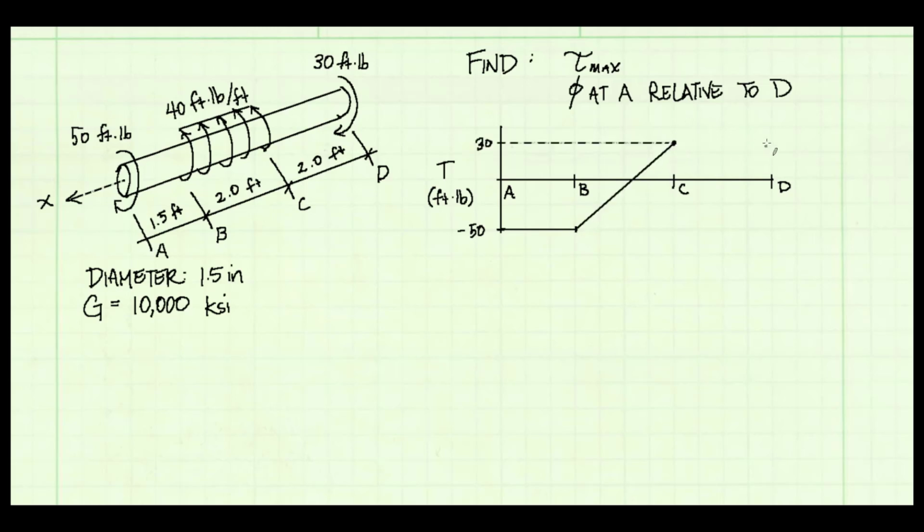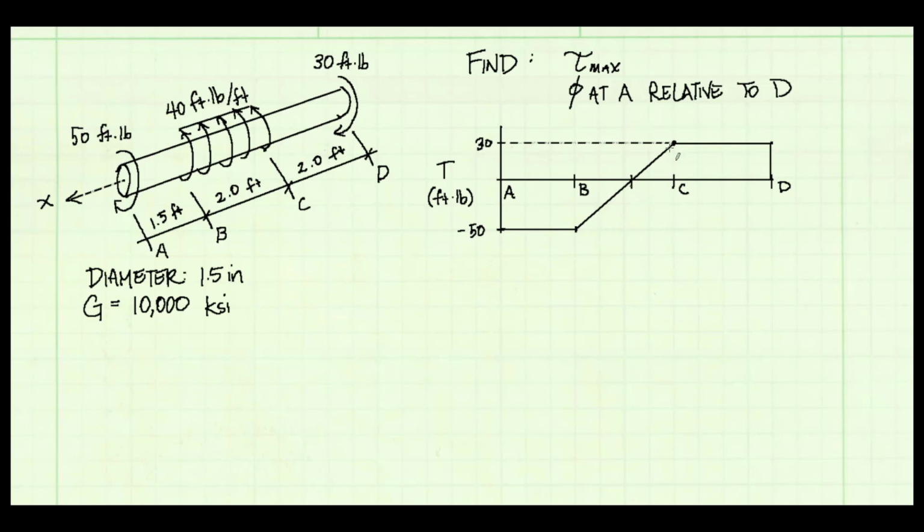Then from C to D, nothing happens. So we'll stay constant at a positive 30. Then at point D, we have a concentrated torque, 30 foot-pounds, in the negative direction. And that's going to bump us back down to 0 at point D. And that means our shaft is statically determinate. This is a requirement to be able to solve these problems.